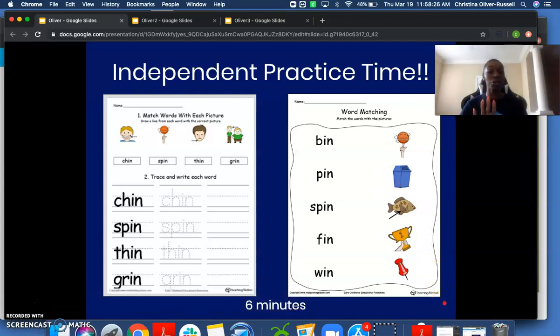You can pause the video right here to complete your worksheet. And go. Bring it back in 5, 4, 3, 2, and 1.